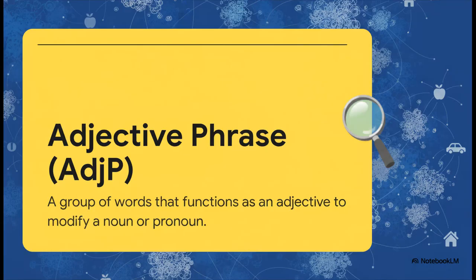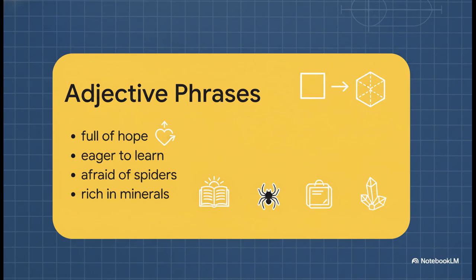All right, our third building block is the adjective phrase. It functions just like a single adjective to describe something, but it packs way more descriptive punch because it groups words together to modify a noun or pronoun. For instance, instead of just saying a student is eager, you can use an adjective phrase to clarify that they are eager to learn. Or instead of just saying someone is afraid, you specify they're afraid of spiders. It takes a totally flat description and really gives it some dimension.